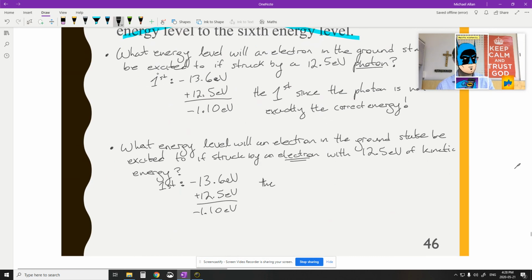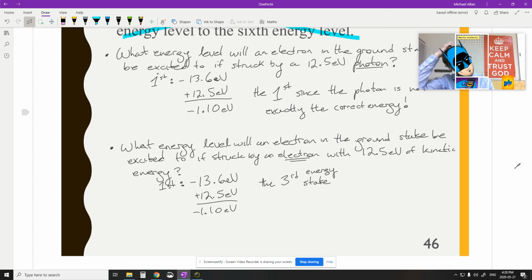All right, so the third energy state requires 12.1 electron volts to get to that level.